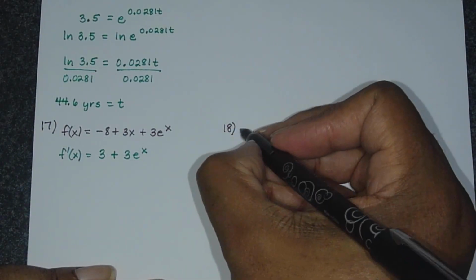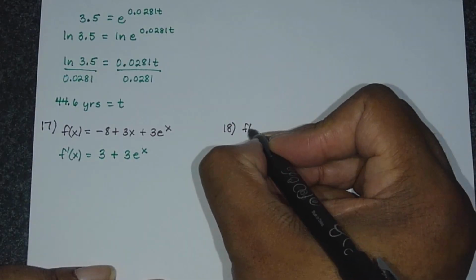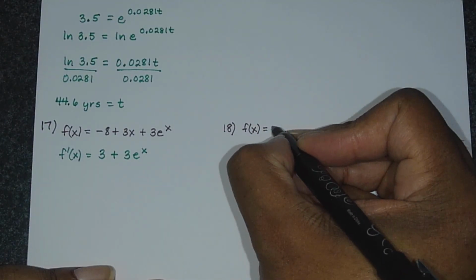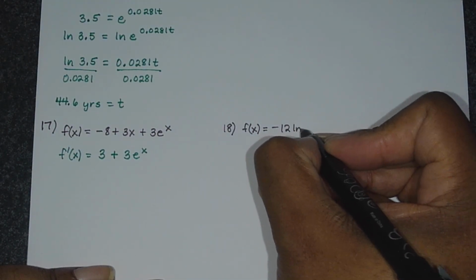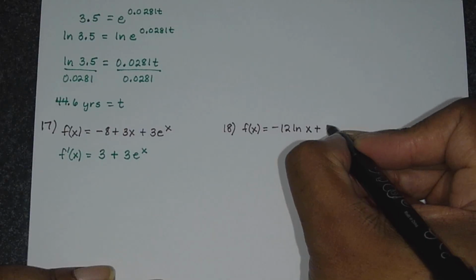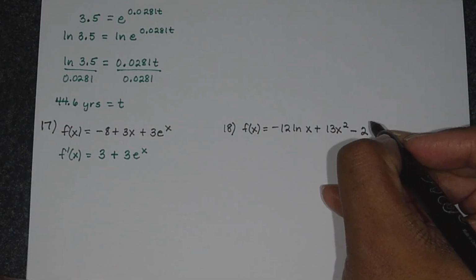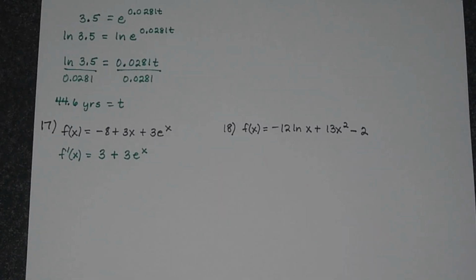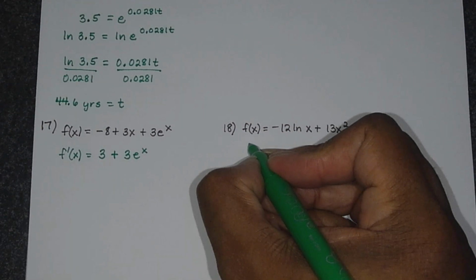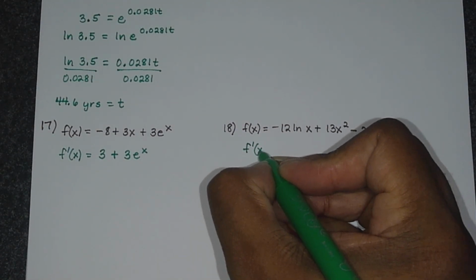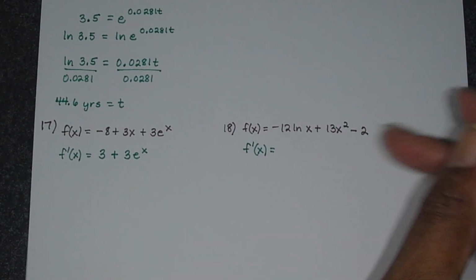I'll do number 18 over here, where f of x is equal to, this time, -12 times the natural log of x plus 13x squared minus 2. And I want to find its derivative. So f prime of x is going to be this.